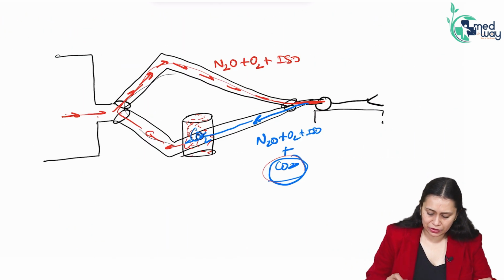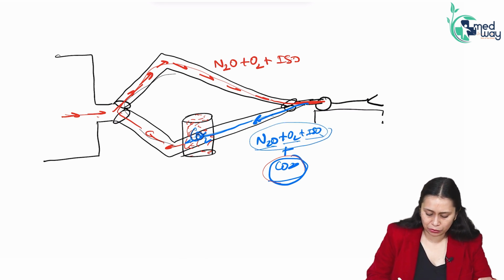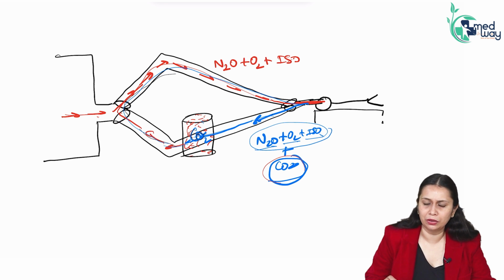But in circle system, the gases are getting recycled. So the gases which are passing through the CO2 absorber include nitrous oxide, oxygen, and inhalational anesthetic. If some of these gases react with the chemical substance present in the CO2 absorber and form some toxic metabolite, that will also get recycled and reach the alveoli of the patient. So in circle system, we need some monitoring to see whether proper oxygenation of the patient is maintained or not, right?